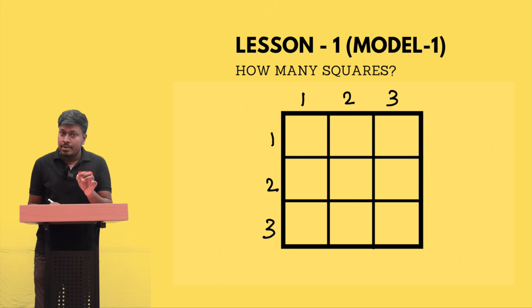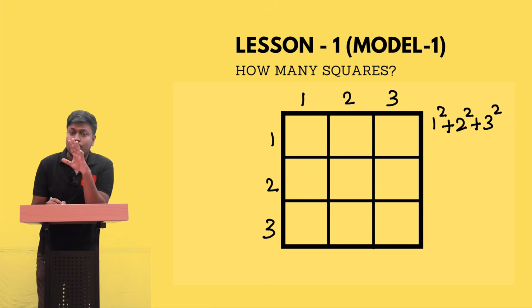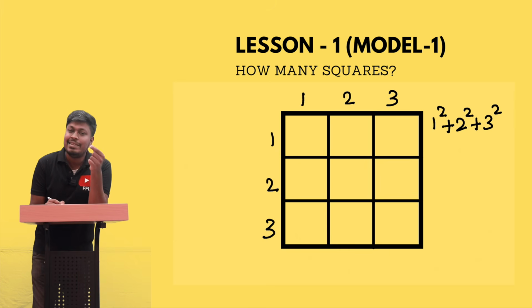So what you need to do? You need to write the series, that is 1 square, always starts from 1. 1 square plus 2 square plus 3 square. Stop at 3 square. Why? Because we have only 3 rows and 3 columns. So stop at 3 square and start adding all the numbers.